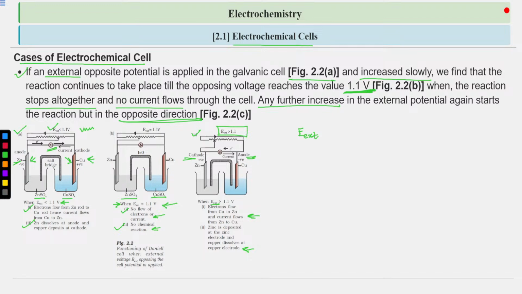Okay, and at the exact value of 1.1 volt of external potential, no reaction will be going on, no chemical reaction will happen, and no flow of current or electrons will take place. So this is figure 2.2, showing the functioning of the Daniell cell when the external voltage E external opposing the cell potential is applied. Okay, so this is the whole case we have just discussed for the electrochemical cell.